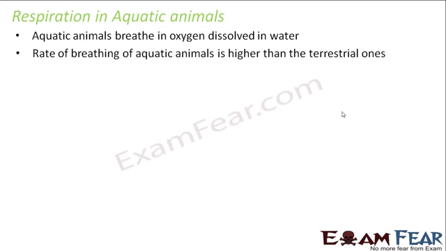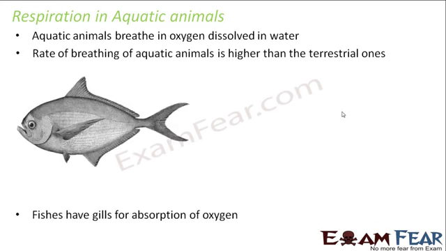breathe in oxygen from air into our lungs. We have these organs called lungs inside our body which are used for absorption of oxygen. And moreover, the amount of oxygen present in air is more, whereas the amount of oxygen present in water is comparatively lesser. Now, if the amount of oxygen present is lesser, we will have to breathe very frequently to take in more and more oxygen, and that is why the rate of breathing of aquatic animals is higher than the terrestrial ones.